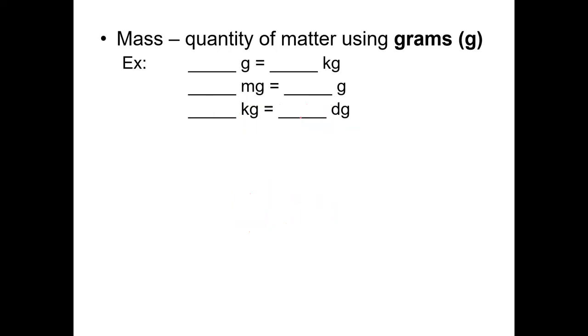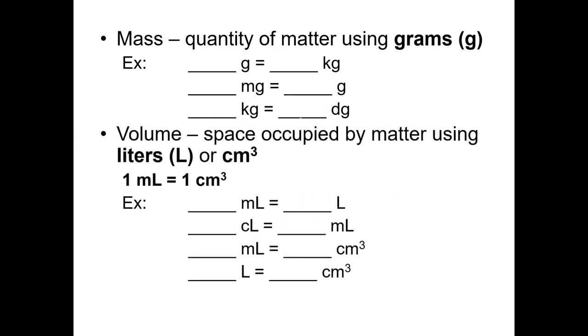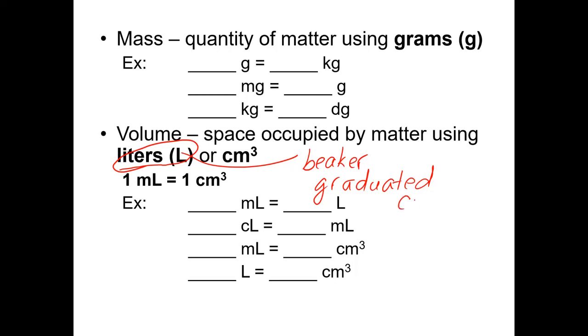All right. Okay, let's do volume. Volume, by definition, is the space that matter occupies. Okay, for volume, we are either going to use liters. You will use this when you're using a beaker or graduated cylinder. Those are both lab instruments that measure in liters or milliliters, depending on the size.